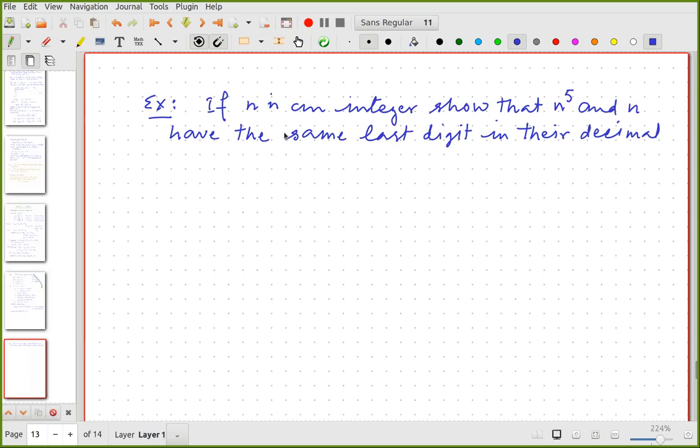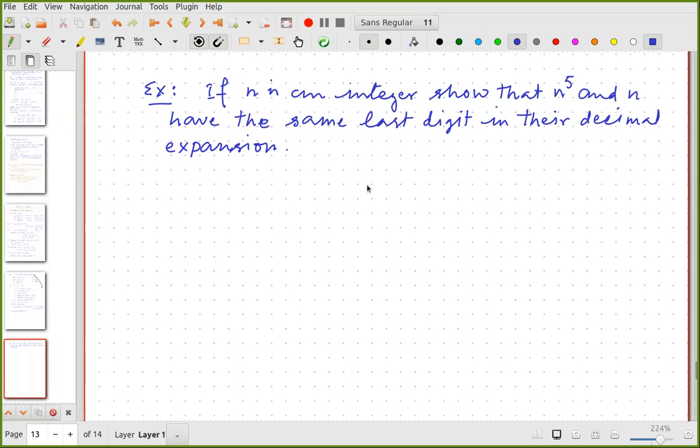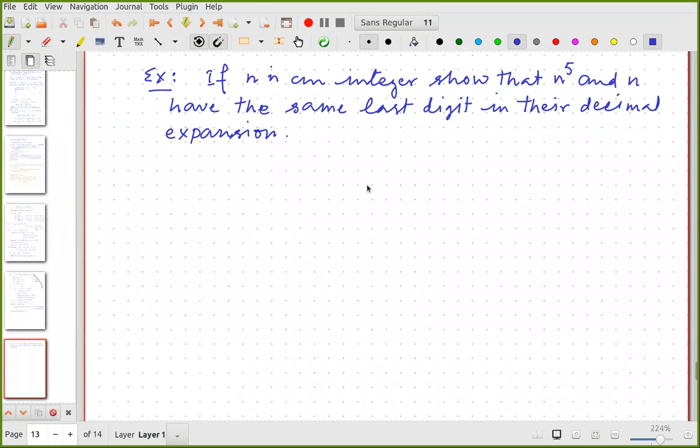In this terminology of congruence, what I'm simply saying is that n to the 5 and n should be congruent modulo 10. So agreement of the last digit is the same as equality modulo 10.